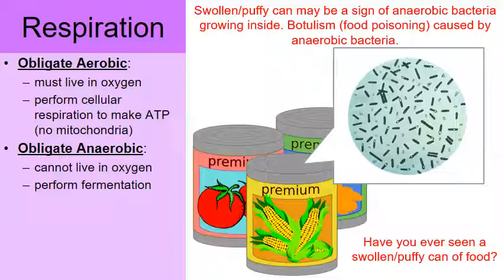If you've ever heard of the type of food poisoning called botulism, it's caused by anaerobic bacteria. So if you ever see swollen, puffy cans, don't buy them. Report them to customer service at the grocery store and then move on. But don't buy them and eat them.